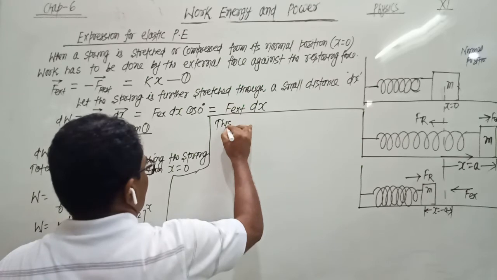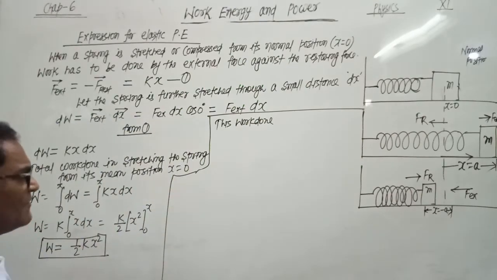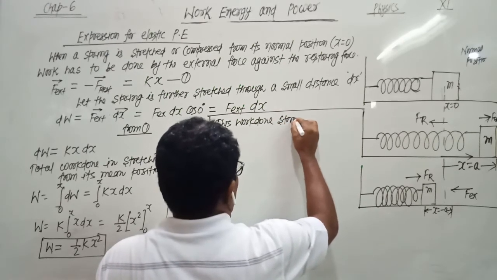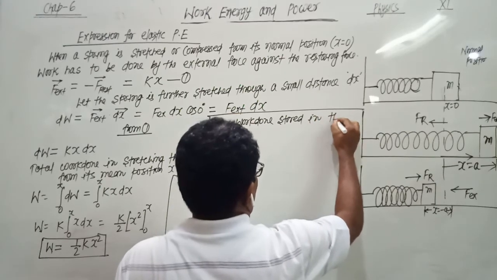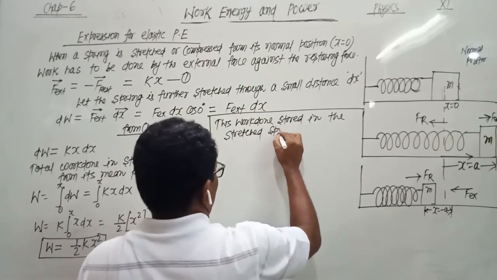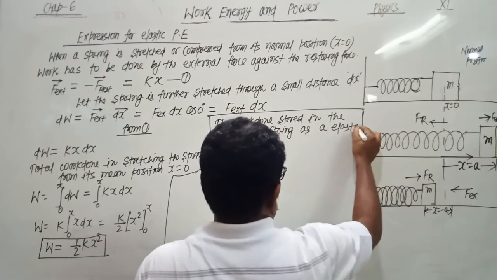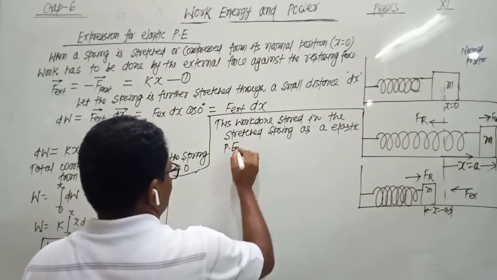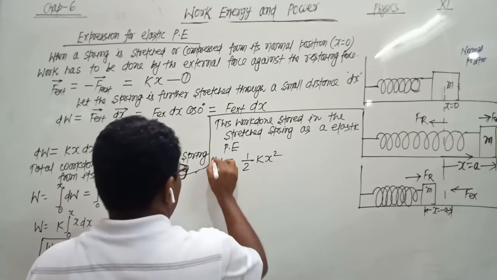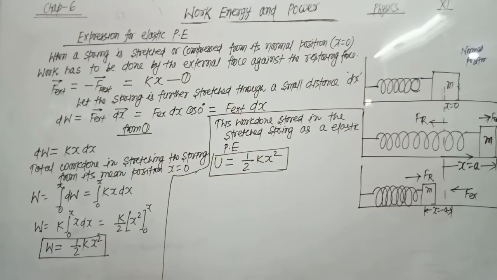This work done, W equals half kx square, is stored in the stretched spring as elastic potential energy, and elastic potential energy is given by U. So U equals 1 by 2 kx square.